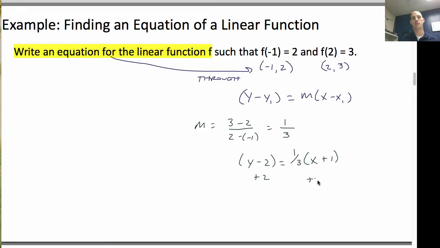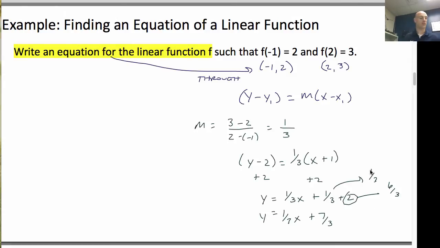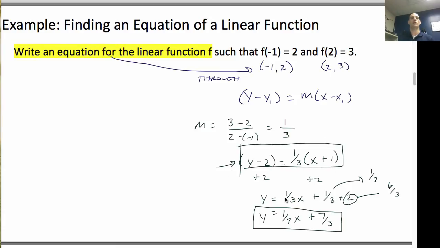So I'm going to solve by adding 2 to both sides. So I've got y equals 1/3 x plus 1/3 plus 2. Well, this is in thirds, this is 1/3, and this one in thirds would be 6/3, right? Because it'd be 2 times 3 over 3. So 1/3 x plus 7/3, because this would be 1/3 plus 6/3, which is 7/3. Okay, so that's my equation right there. So you've got this here as an equation, or this here as an equation, depending on the form that they're asking for.